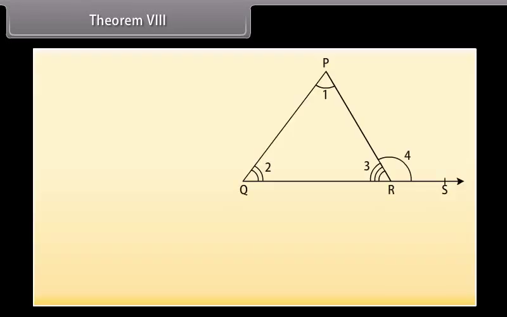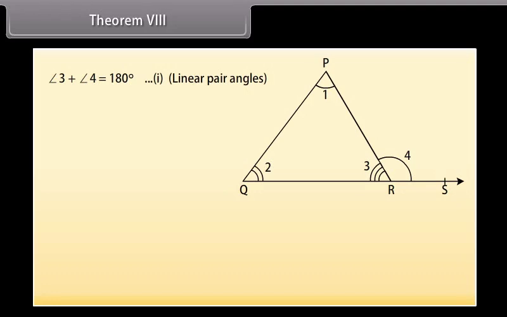Theorem 8. Do you remember about the exterior angle of a triangle? Look at this figure. Here side QR is produced to point S. Angle PRS is called an exterior angle of triangle PQR. Is angle 3 plus angle 4 is 180 degrees? Yes. Angle 3 plus angle 4 is 180 degrees because these are linear pair angles.